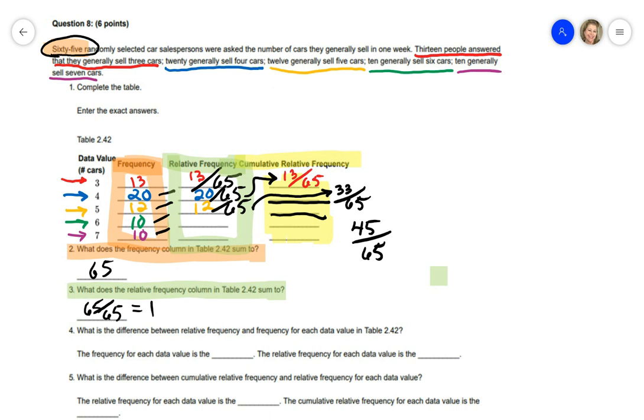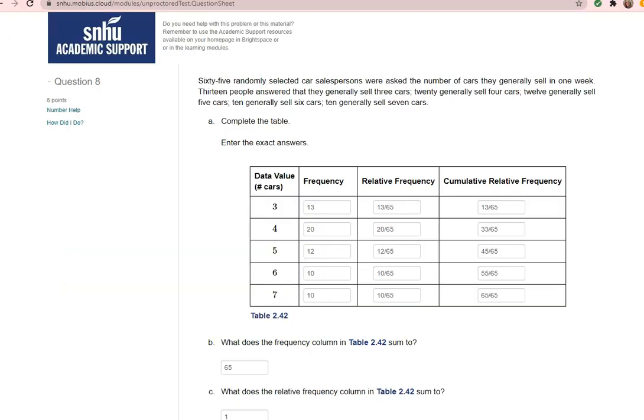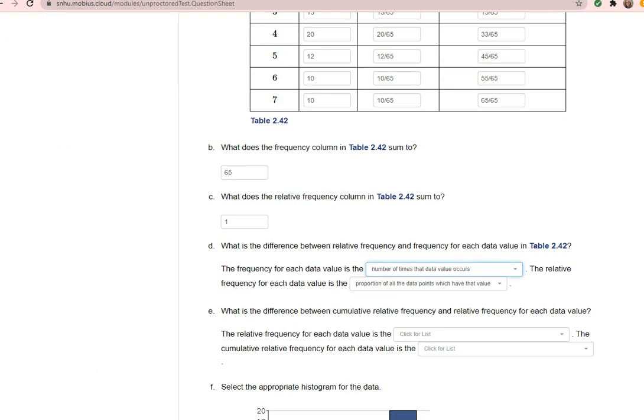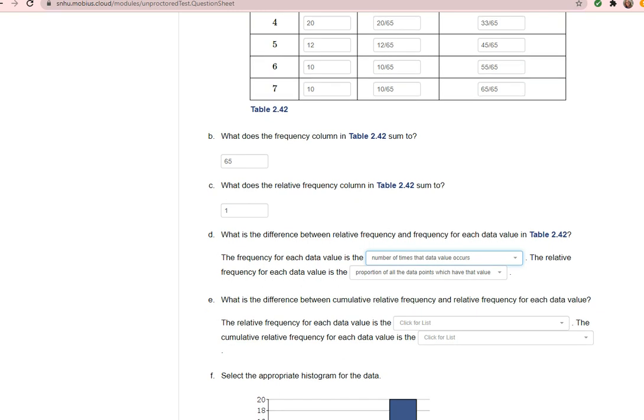And the next part is a drop-down thingy, so I'm going to go back to Mobius. So you can see I put in my answer 65, one whole. And then it says, what is the difference between relative frequency and frequency? The first question they ask is frequency. And it's a drop-down box, and your 2 choices are, frequency is either the proportion of all the data sets which have that value, or the number of times that data value occurs. Well, frequency is the number of times that it occurs. The relative frequency is the percentage, which is also known as the proportion. You're comparing 2 numbers there.